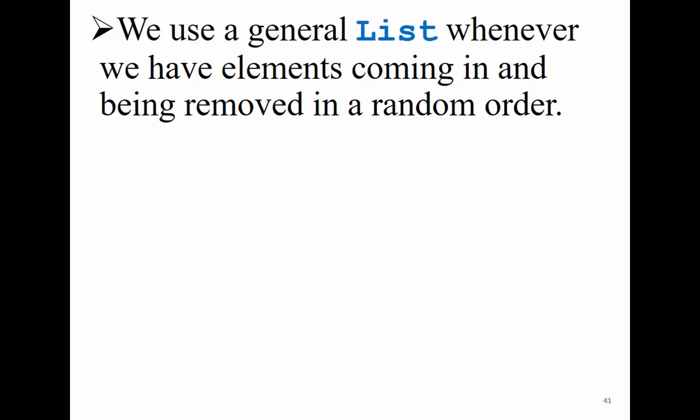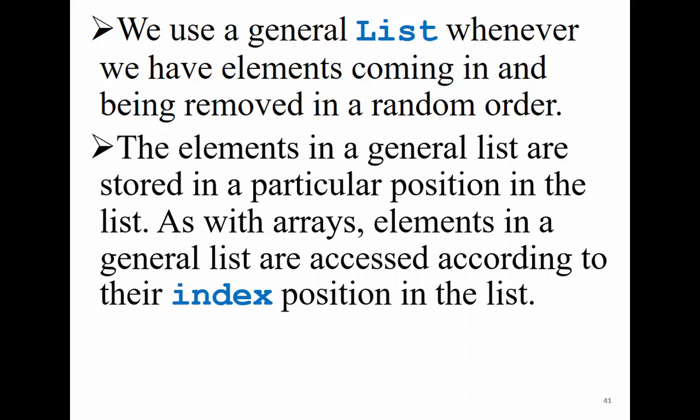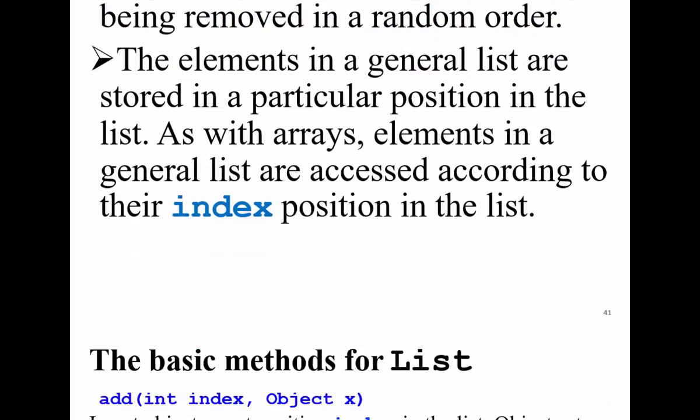We use a list whenever we have elements being inserted and removed in random order. The elements are generally stored in particular positions, which is the position they are inserted with. And you can use an index like the array. Like, give me the element at index 3. We retrieve the element at index 3.